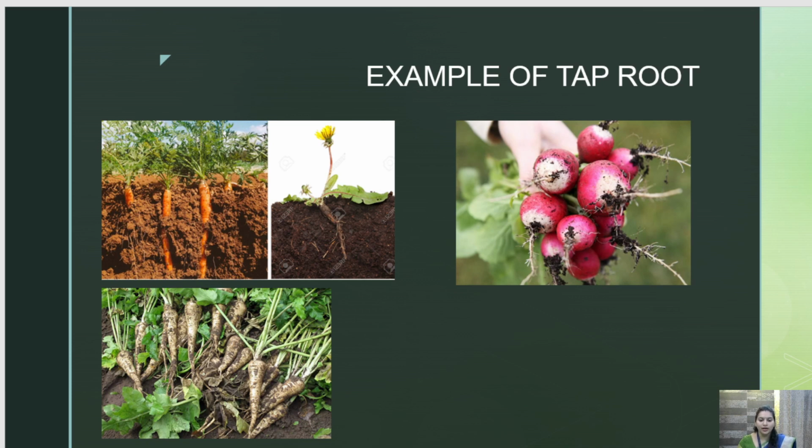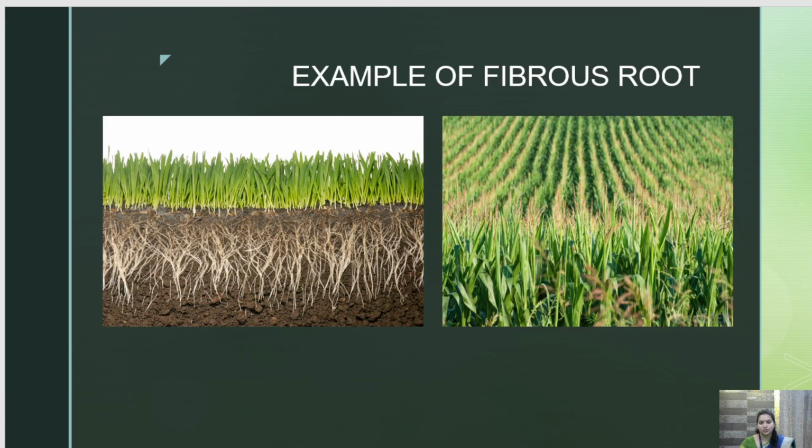Whereas radish, turnip, carrot, all these things are also having a taproot structure. So this is the example of taproot. Now coming to fibrous root.